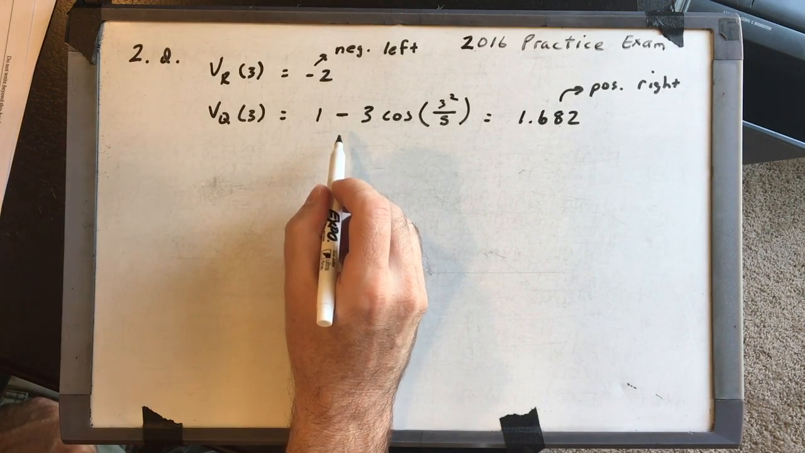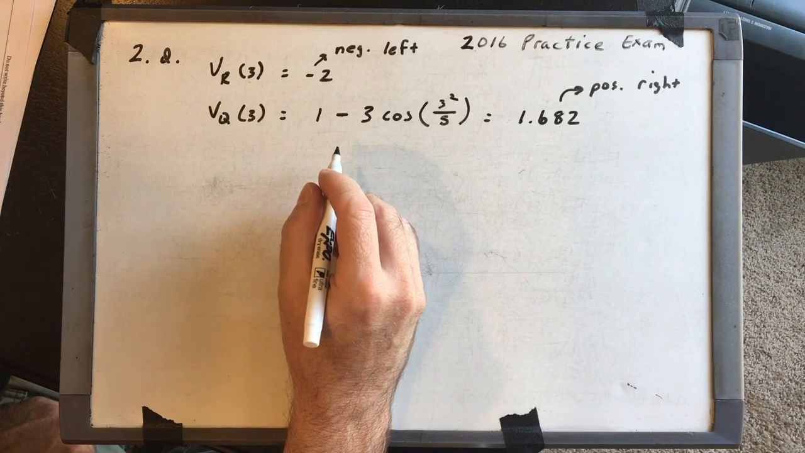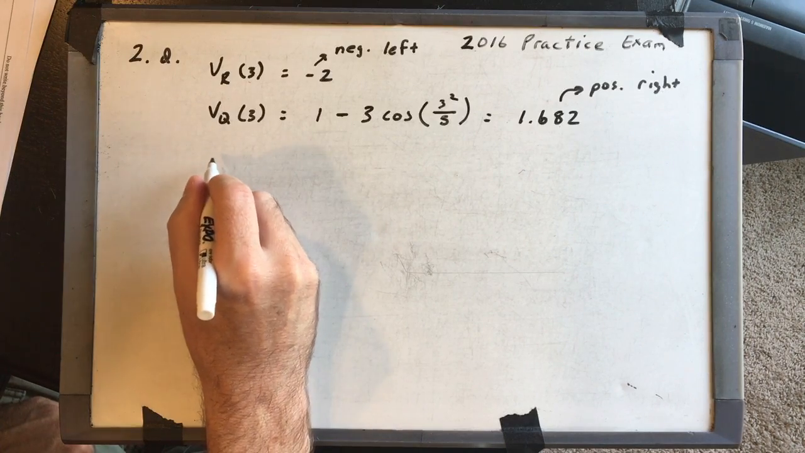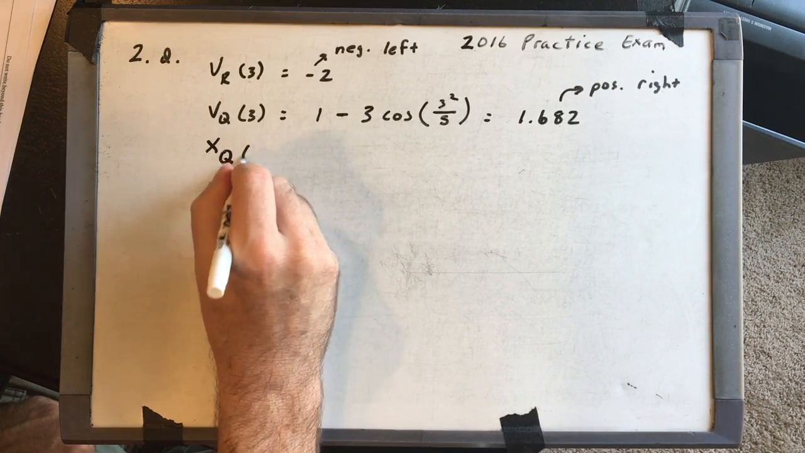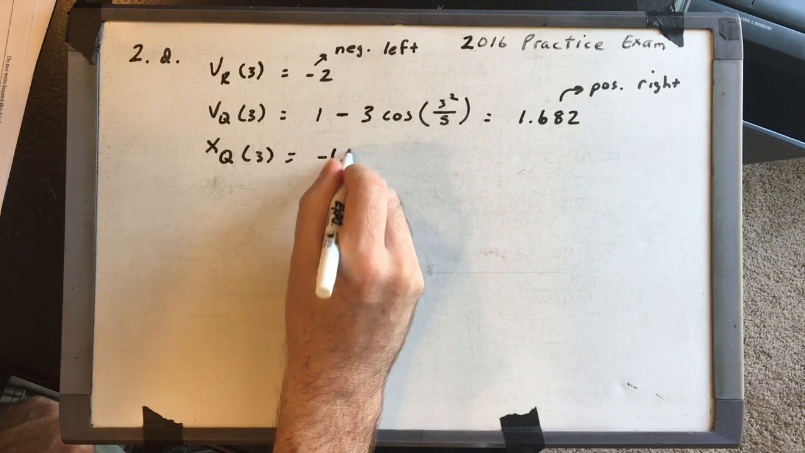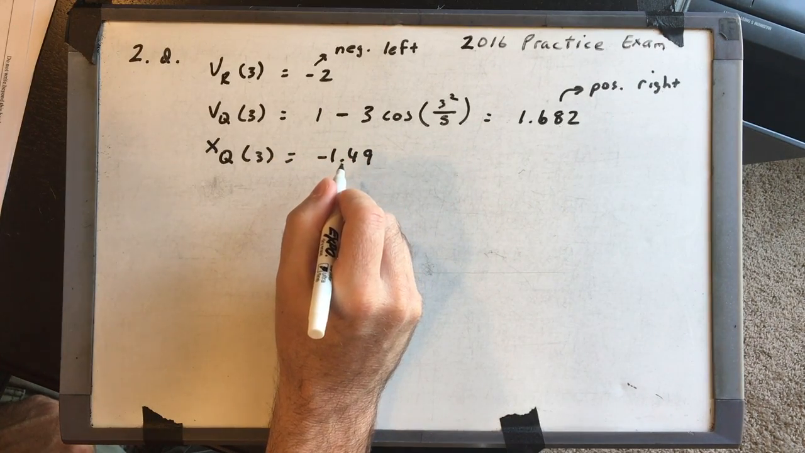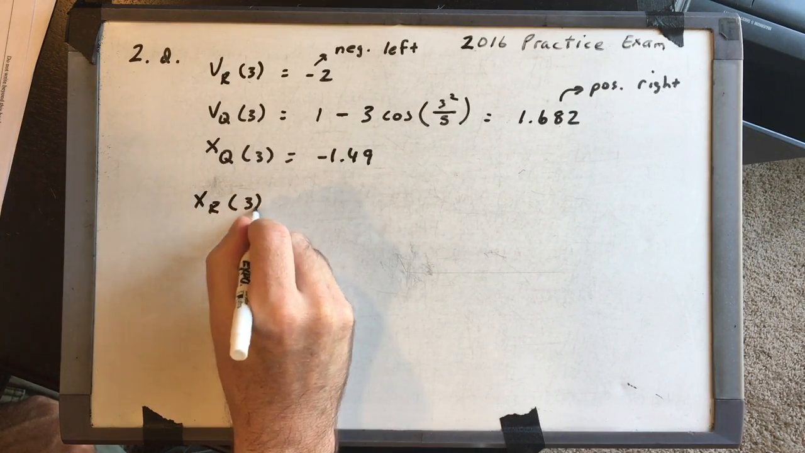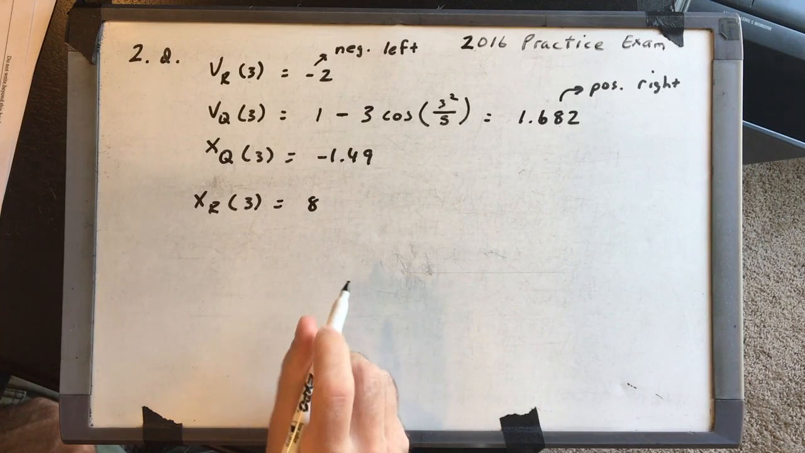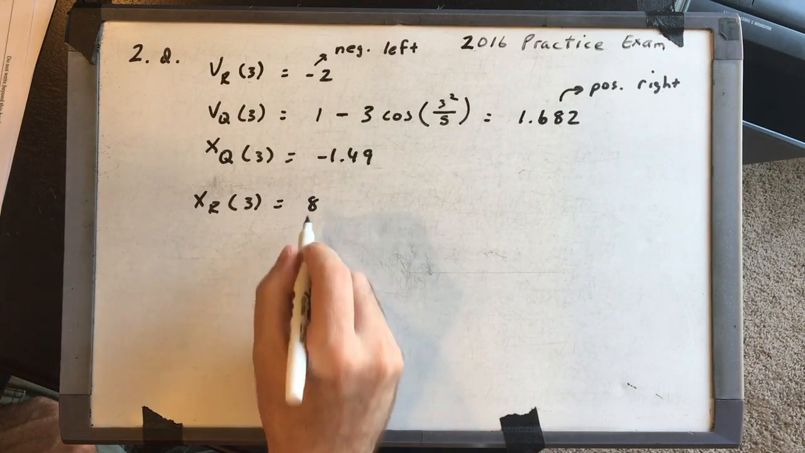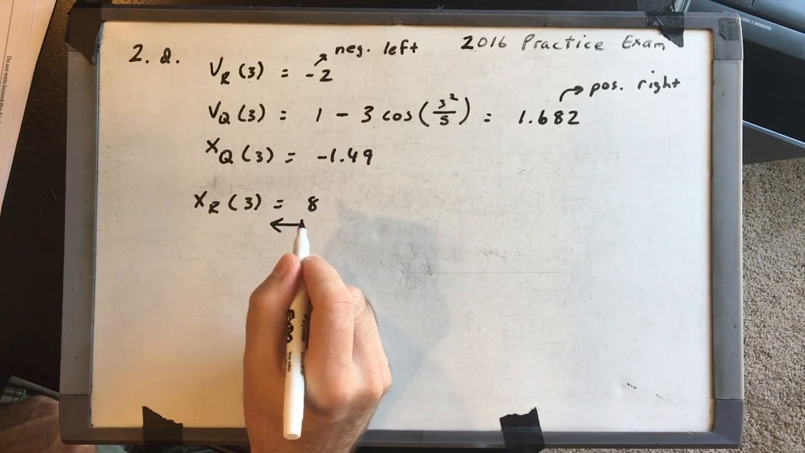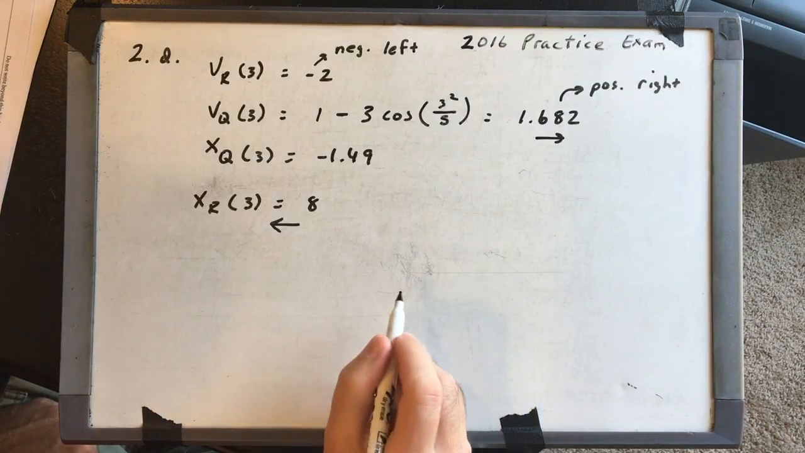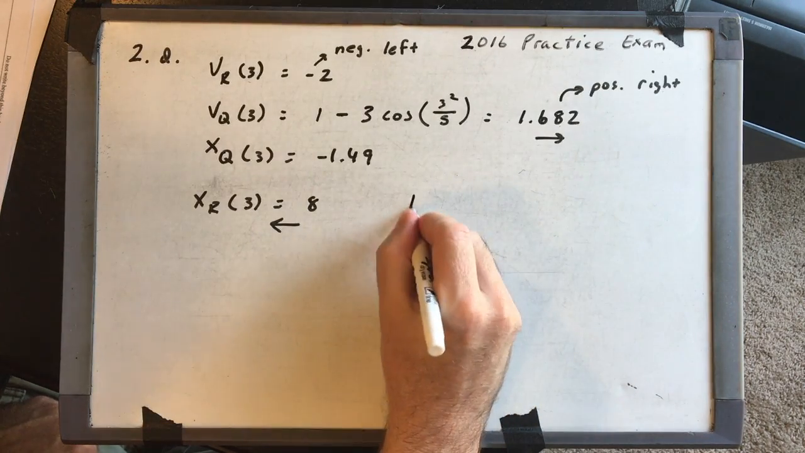So if one's moving to the left and one is moving to the right, you would also need to know their positions. Okay, you've got the position function, so the position for Q at 3 is -1.49, and the position of R at 3 is equal to 8. Okay, so R is moving to the left, Q is moving to the right, so they are going toward each other.